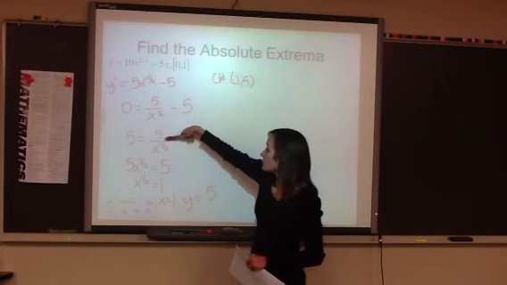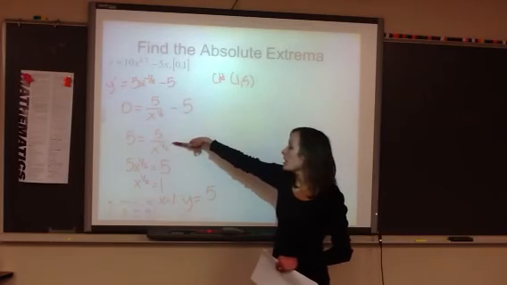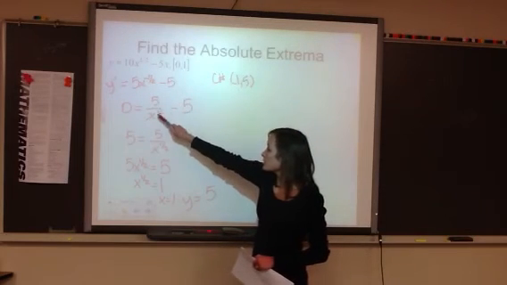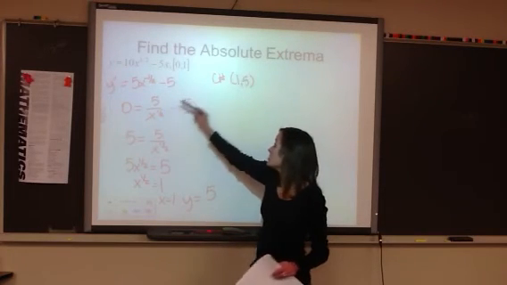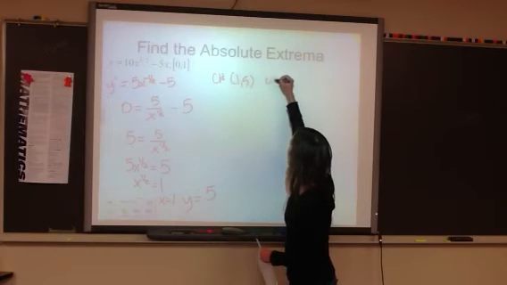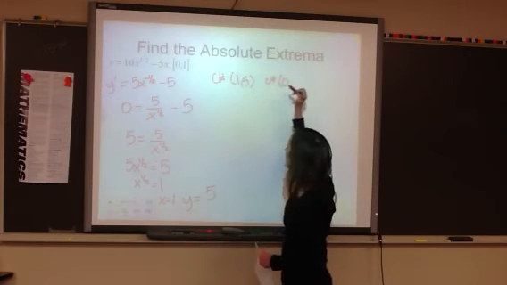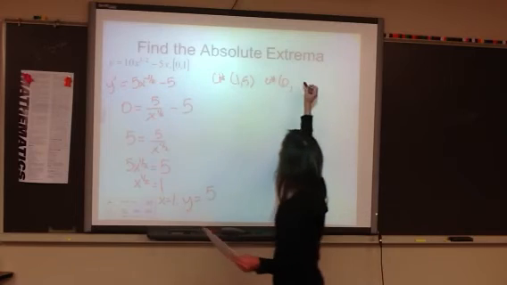Since we got a fraction for our derivative, we have to ask ourselves what makes this undefined. So 0 will make that undefined, so we have a critical number at 0. If we plug 0 into our original, we get 0.